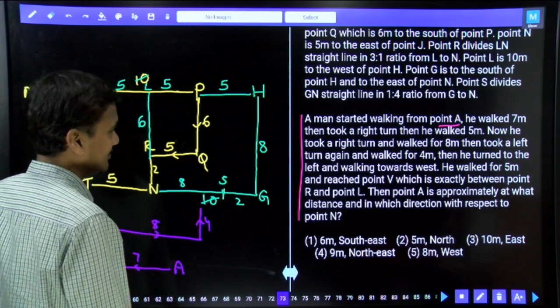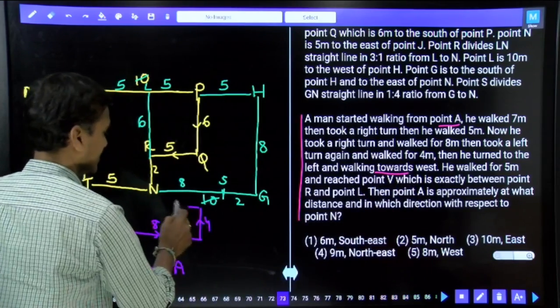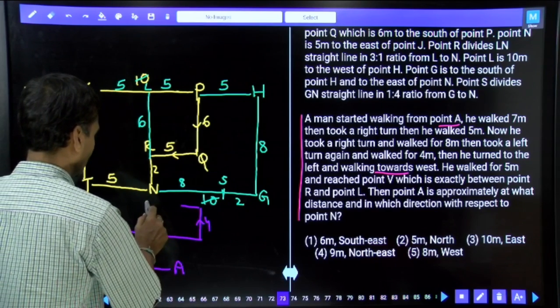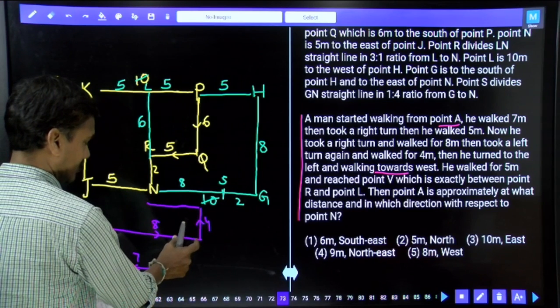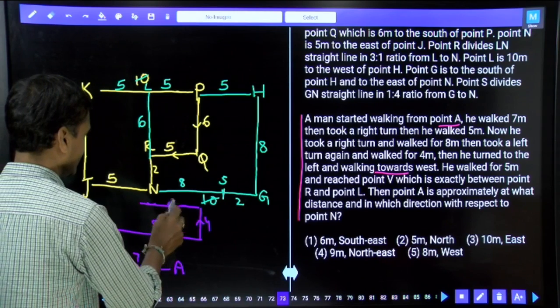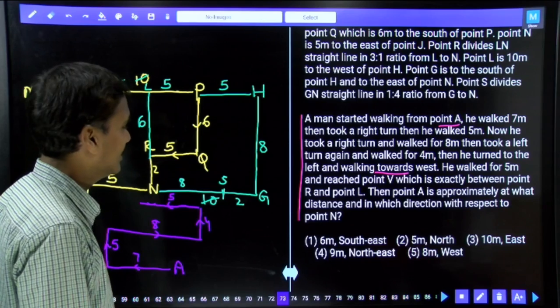Then he turned to left and walked towards west. Now he is moving towards west. As he is moving towards west, he walked for how many meters? 5 meters. This is 7 and this is 8. Only 1 is left over here. 1 plus how much? 1 plus 4. Isn't it? 5 meters. And he walked for 5 meters and reached point V.